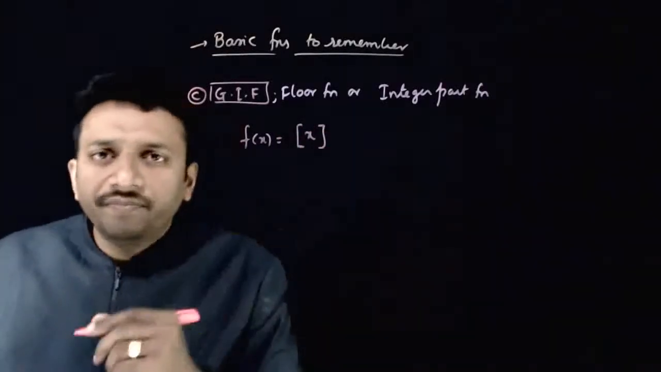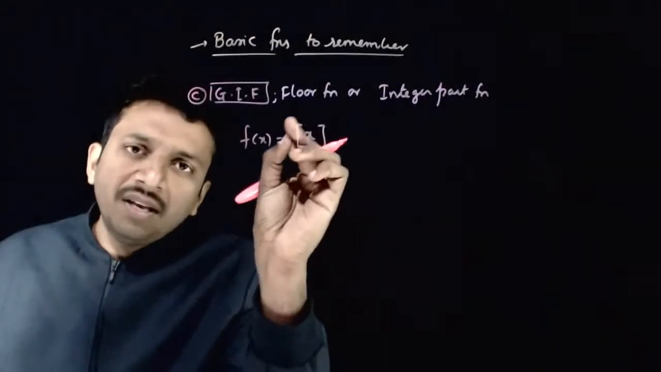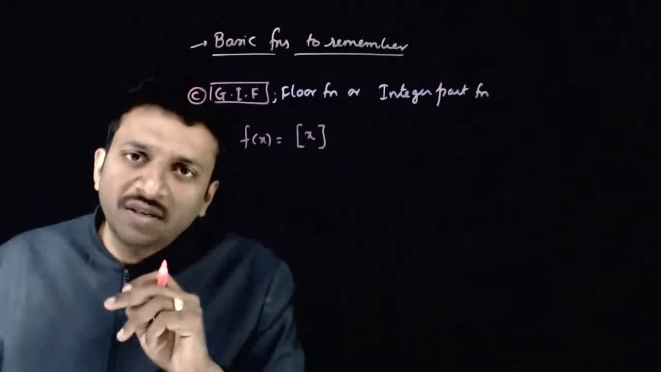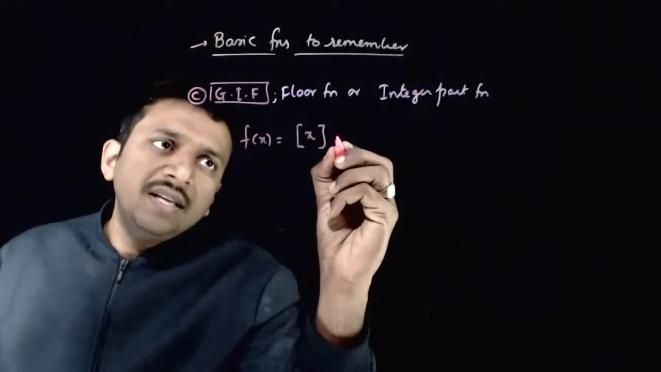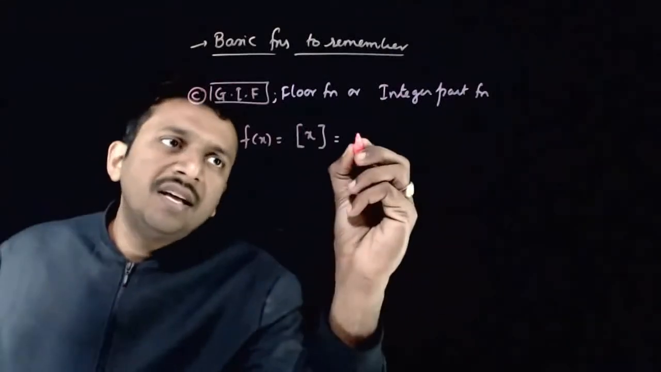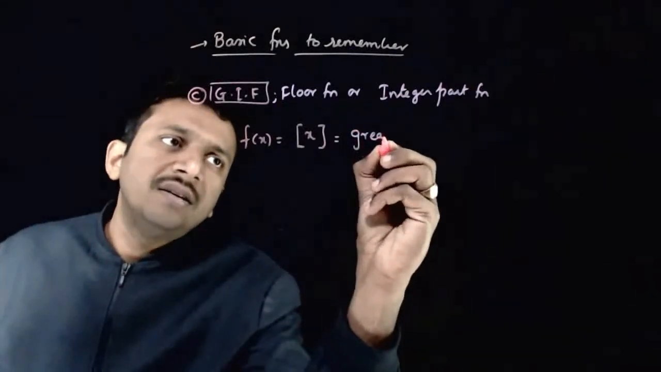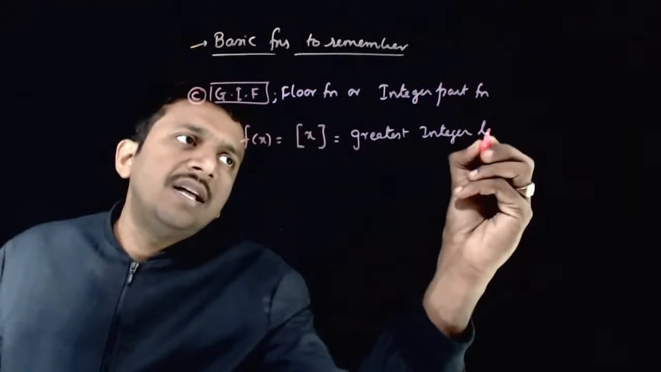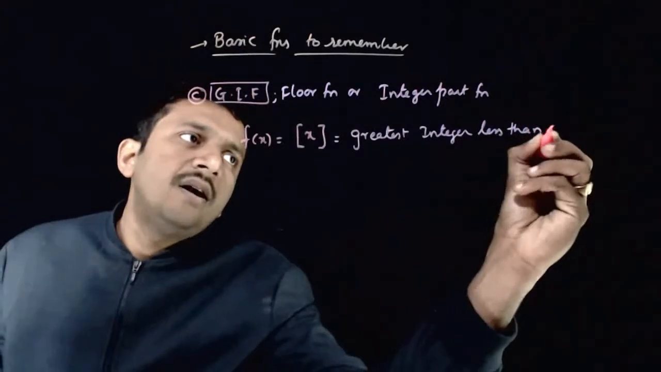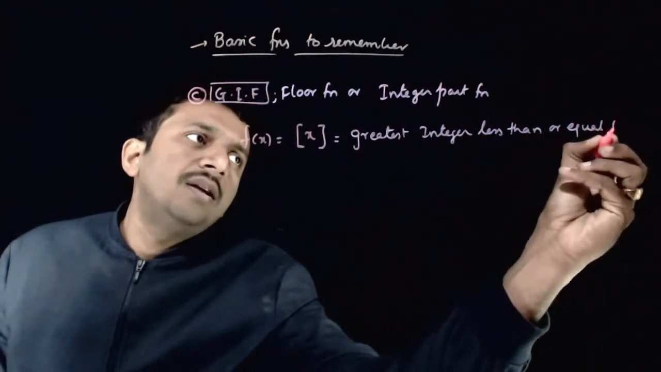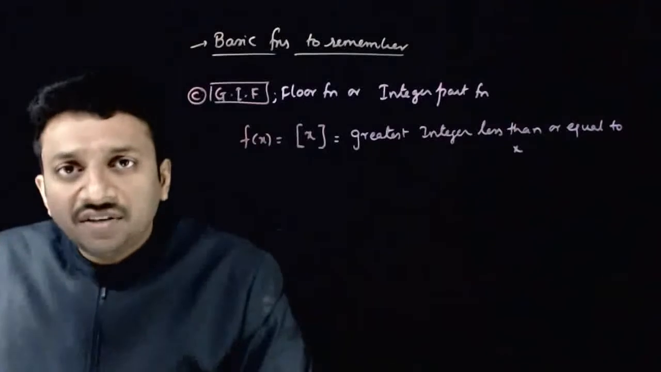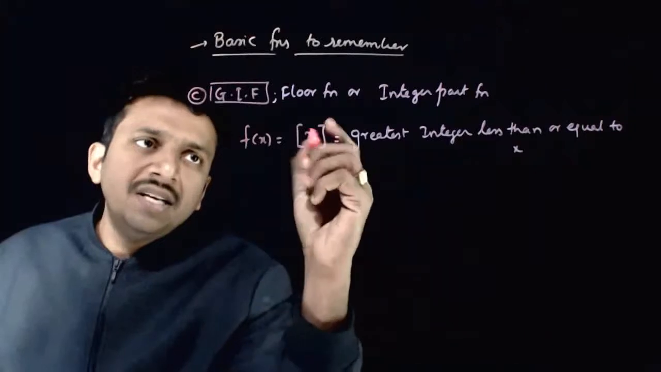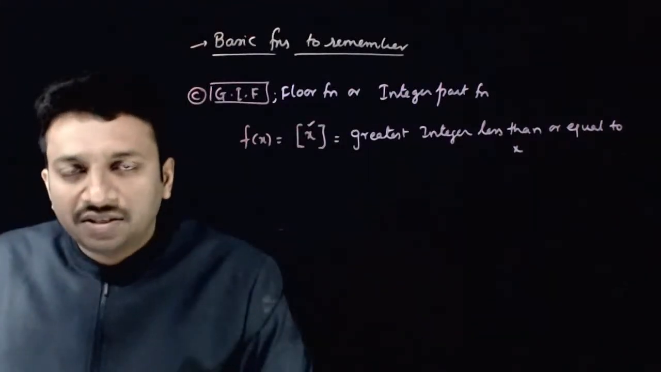So this is the notation. If I write a number in square brackets, that means integer part of x, or greatest integer function of x, or floor of x, which is defined in English as the greatest integer less than or equal to x. That's the definition of the integer part function. So integer part of x is the greatest integer less than or equal to x.